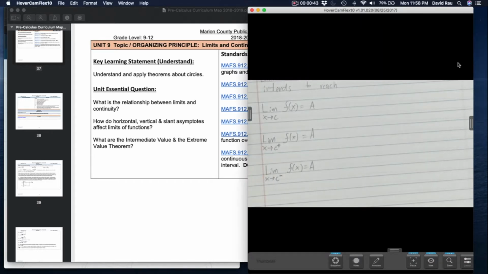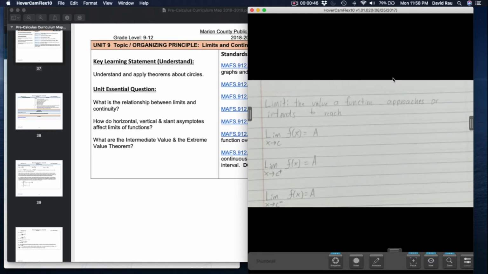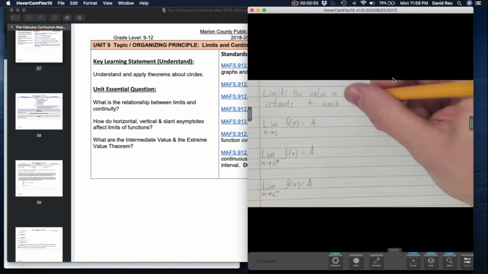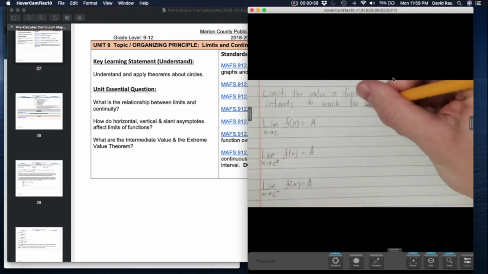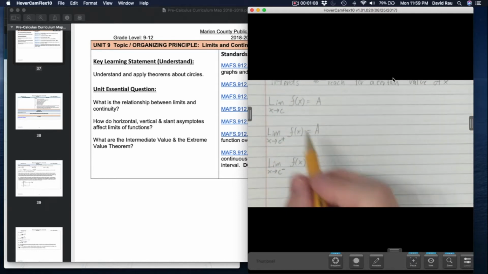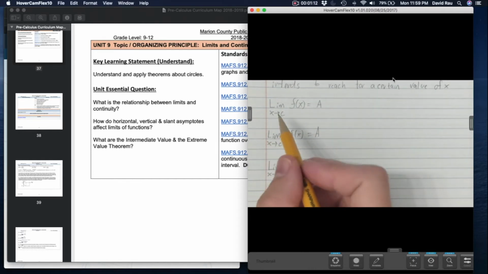And so first, let's talk about what a limit is. It's a really abstract idea. It makes more sense once you start looking at some graphs, but a limit is the value a function approaches, or intends to reach, I guess I should say, for a certain value of x. And so these are the 3 types of ways you'll see a limit written generally. I'm going to verbally say these for you.